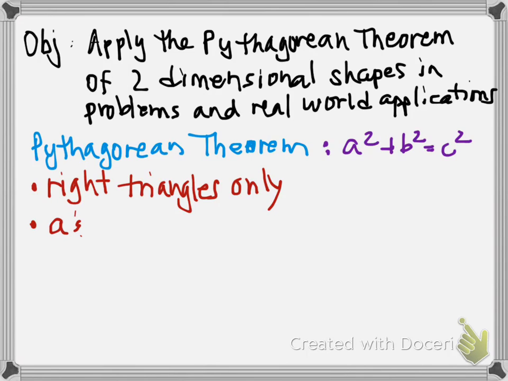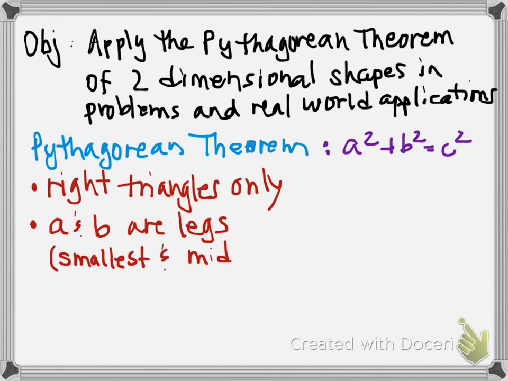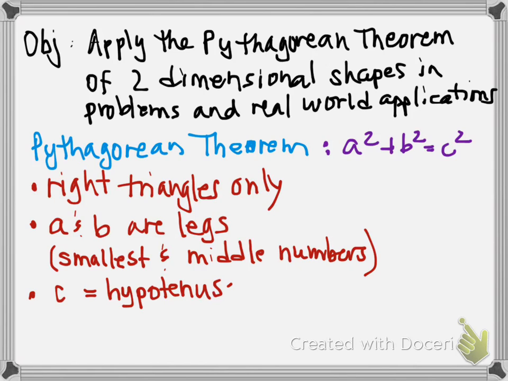The A and B are the legs. And we can also think about A and B being the smallest and middle numbers. So oftentimes they'll just give you three numbers, or two numbers and a mystery. And then the C is the hypotenuse. And the hypotenuse is always the longest side.